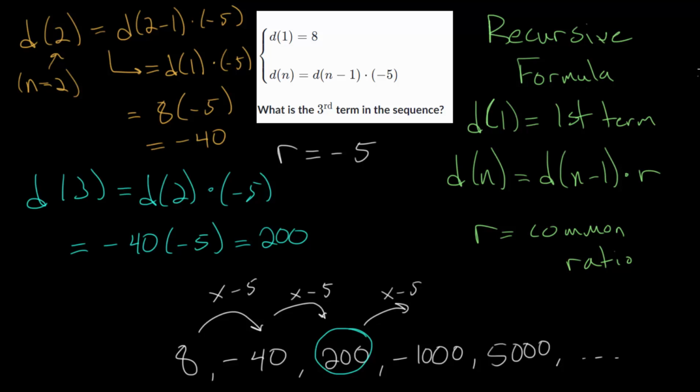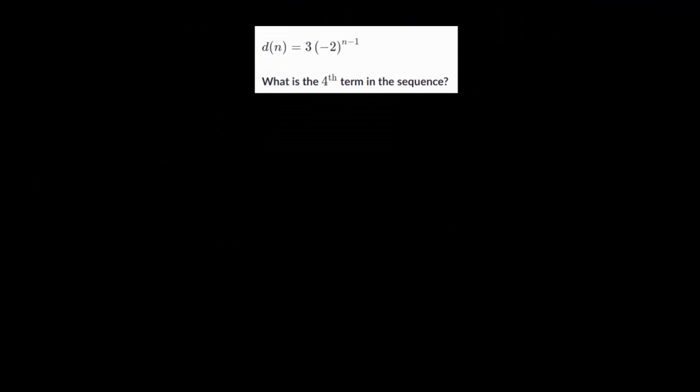So let's do one more problem. And for this next one, we're going to look at the explicit formula. And the explicit formula, remember, is very useful when we want to find a particular term in the sequence. So before we actually look at the example, let's just remind ourselves what the general form of this is.